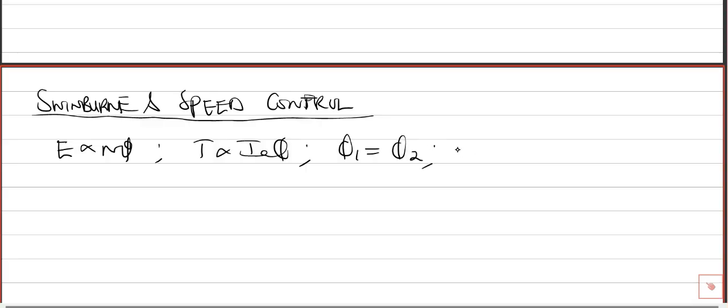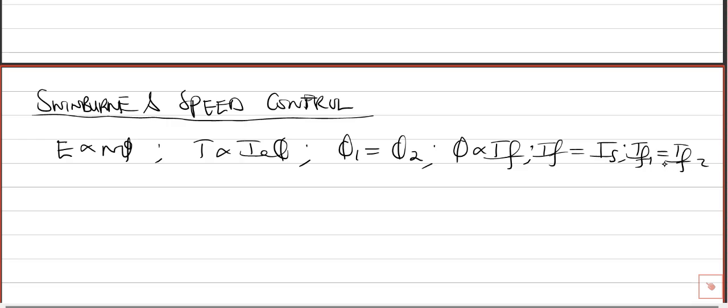There's a case where they may still tell you flux is proportional to field current. In such a case, as we already know, field current is the same as shunt current. Because flux would be proportional to field current, the suggestion is that your field current for the original circuit would be the same as the field current for the second circuit. So this information is speed control related.